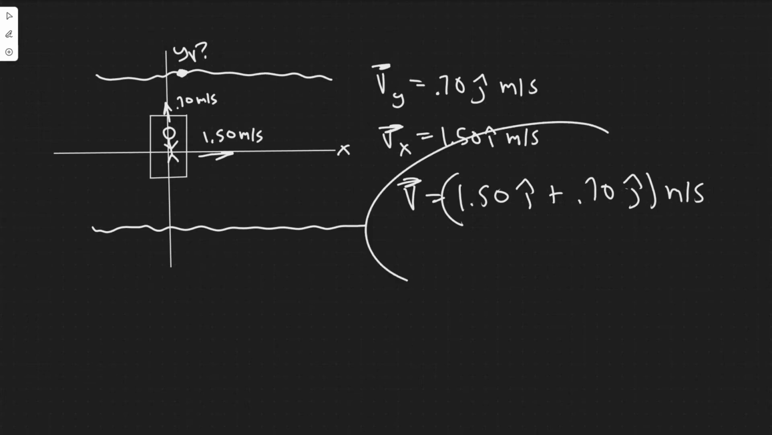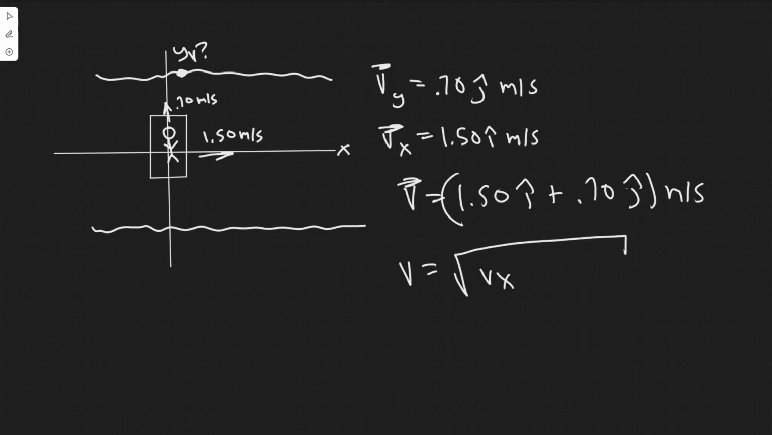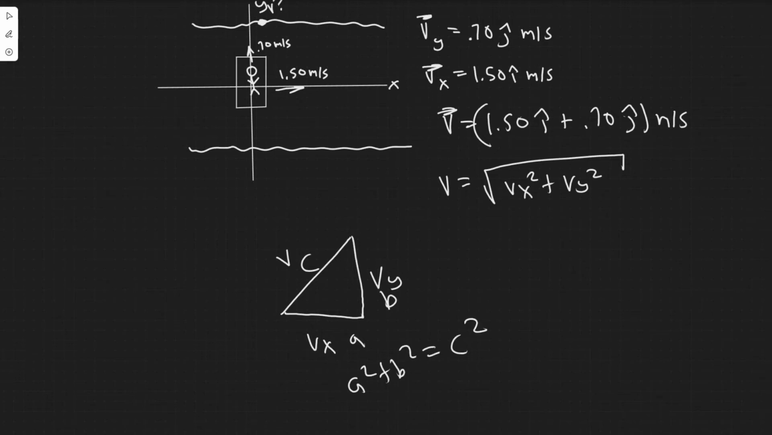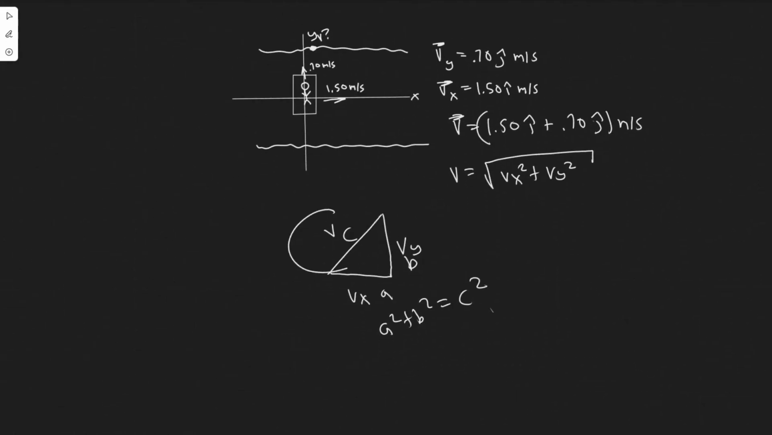If you have the components like this, the way you do it is v is equal to the square root of vx squared plus vy squared. And you can imagine it like a triangle here. If this is vx and this is vy, and then this is v, the magnitude of these two components, it's just the Pythagorean theorem. The formula is a squared plus b squared equals c squared, and c is what we're solving for, because that's the v. So you would just square root both sides. And that's how we get this.